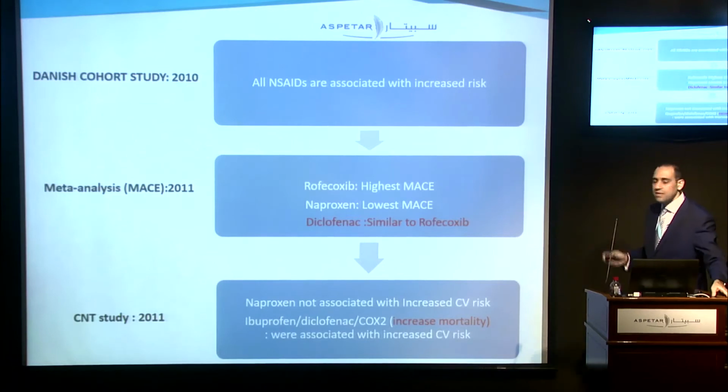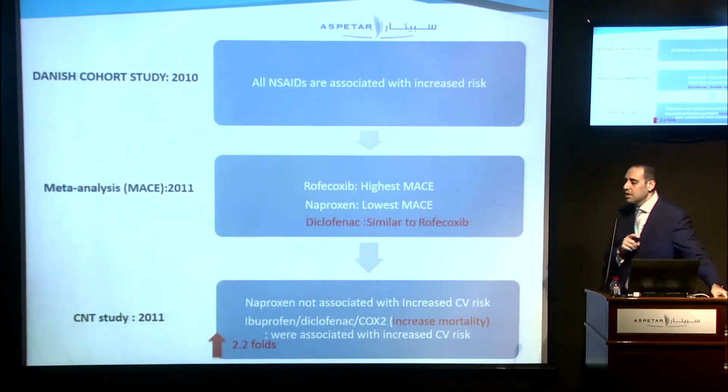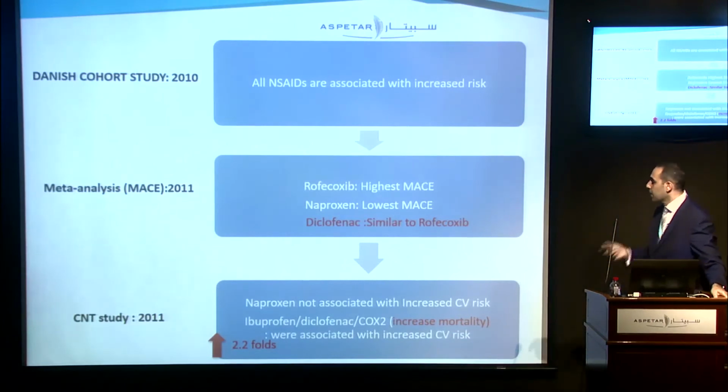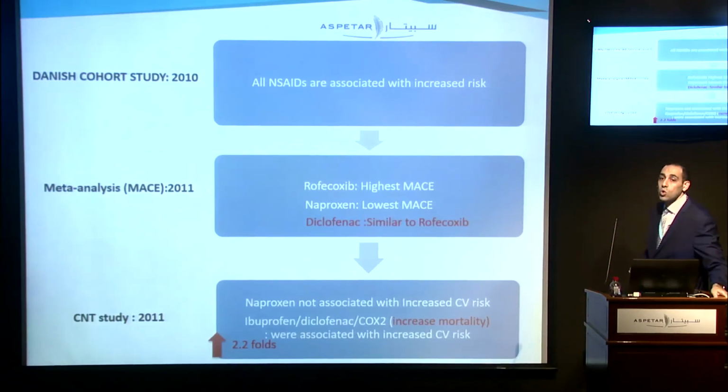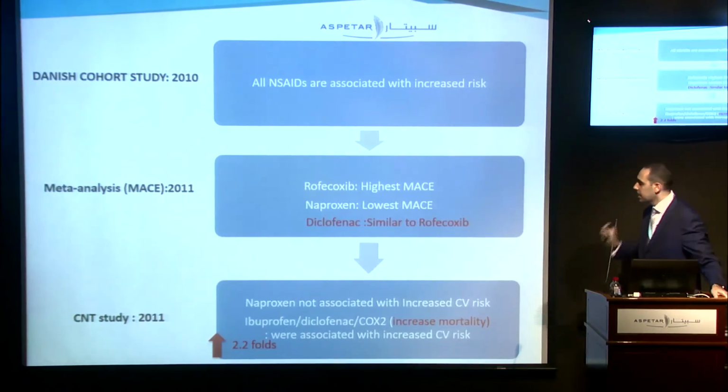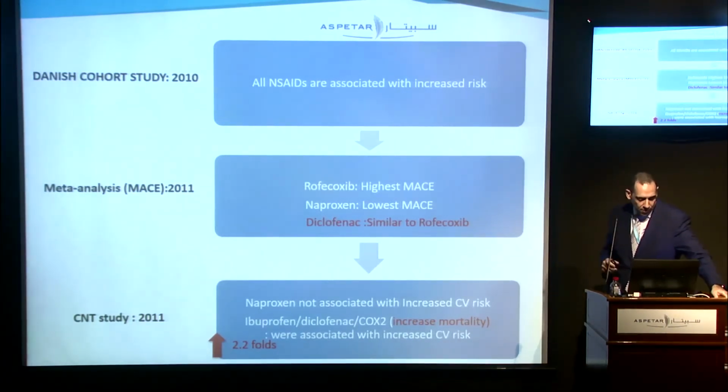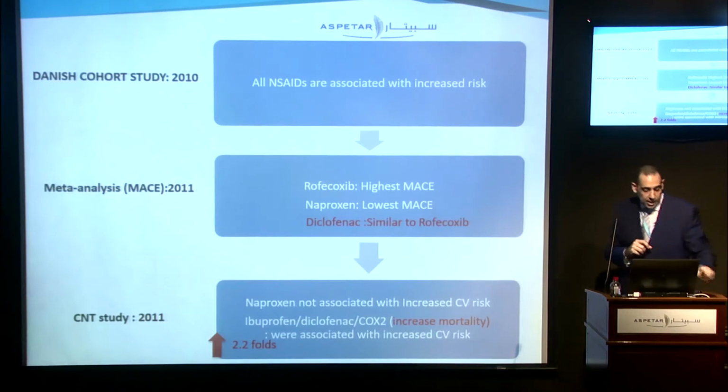What was interesting in these results is that ibuprofen at high doses, 2400 milligrams, increased major coronary events by 2.2 fold. And all the COX-2 inhibitors, celecoxib, etoricoxib, lumiracoxib, were associated with an increase in all-cause mortality. I think both of these were very significant data provided by this study. CNT, by the way, stands for the Coxib and traditional NSAID Trialists' collaboration. I forgot to mention that.